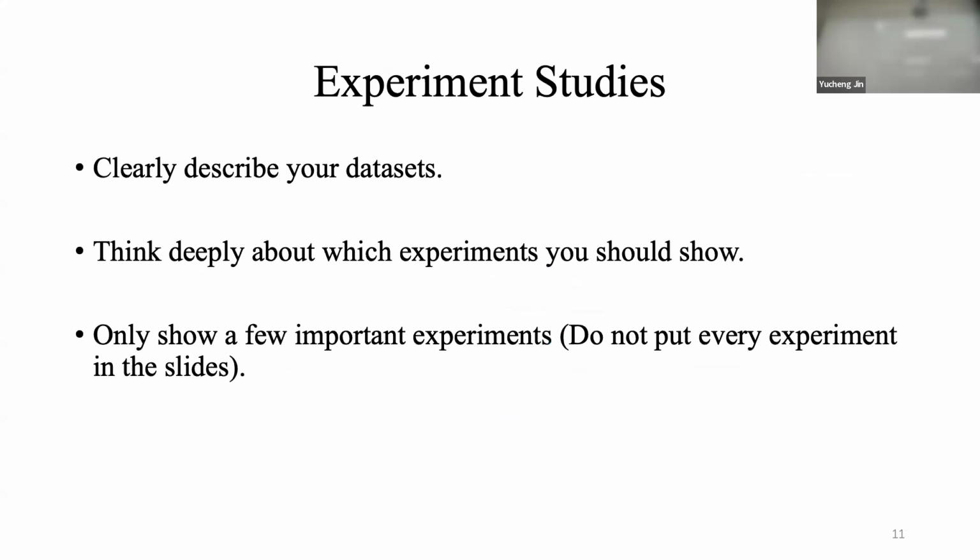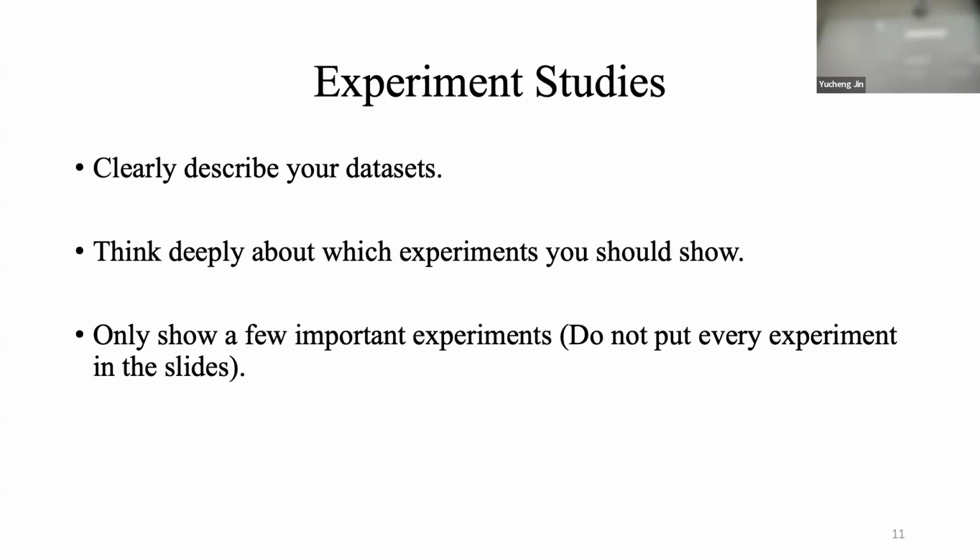And then later you have the experiment studies, and you need to clearly describe your data sets, and also you need to think deeply about what experiment you show in the slide. So maybe if you're writing a paper, you need to know which variable you need to have. I see some students do experiments. They just randomly choose different variables, and then they run it, and then they do another experiment and change all the variables. It's not the case.